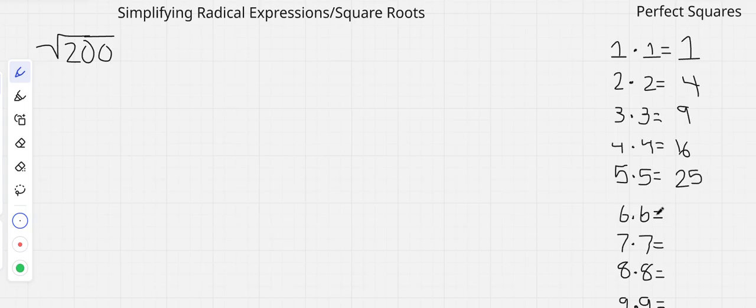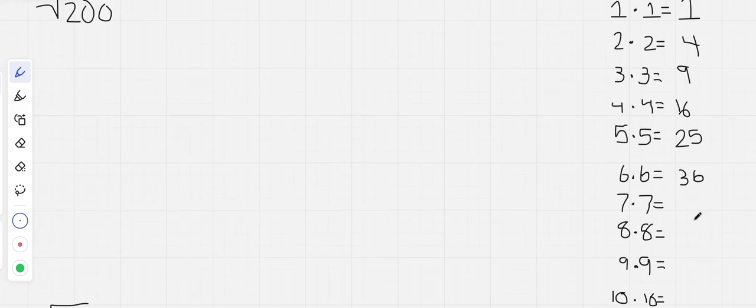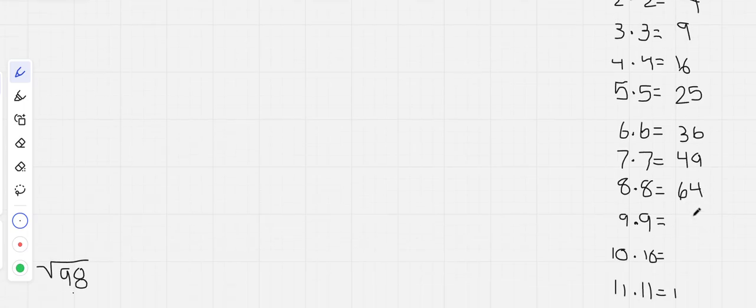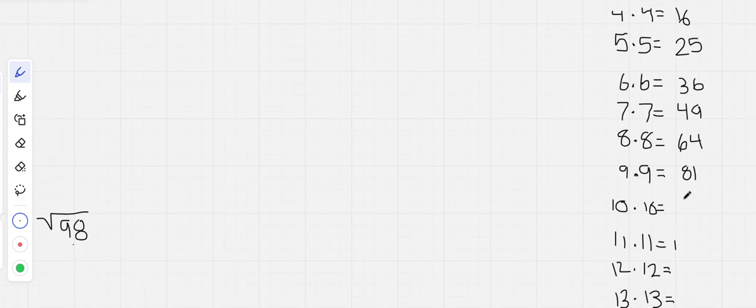6 times 6 is 36. 36 is a perfect square. 7 times 7 is 49. 49 is a perfect square. 8 times 8 is 64. So 64 is a perfect square. 9 times 9 is 81. 81 is a perfect square. 10 times 10 is, you guessed it, 100. 100 is a perfect square.